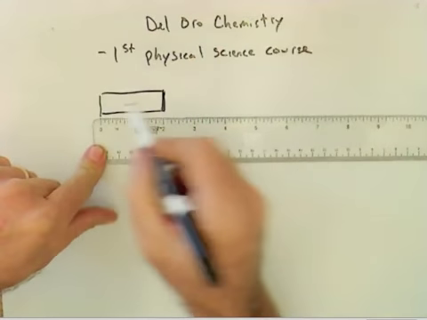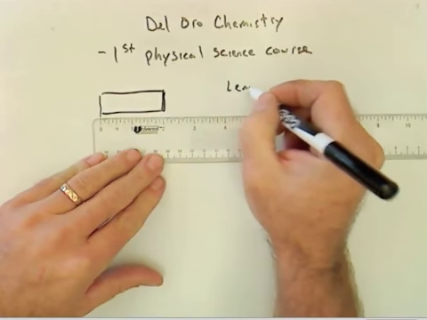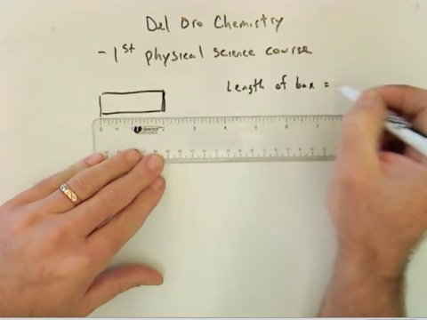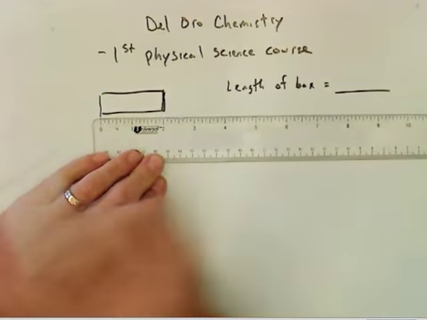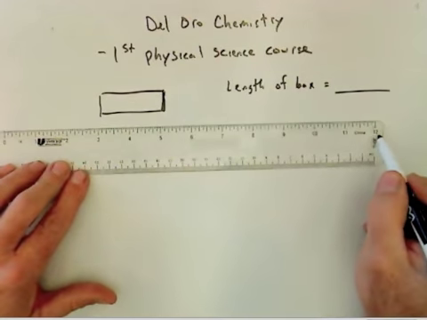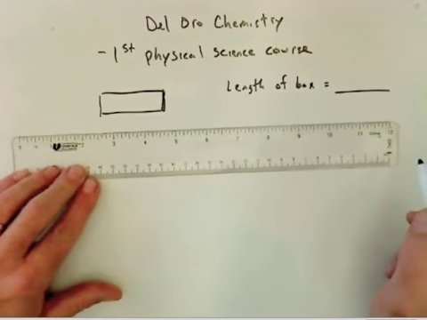Now, any object, let's say that's a little bar or a box, needs a label. So I would say length of box equals, and I have some number. The number also needs units, which in this case I can tell from the ruler. This side over here is inches, this side over here is centimeters.